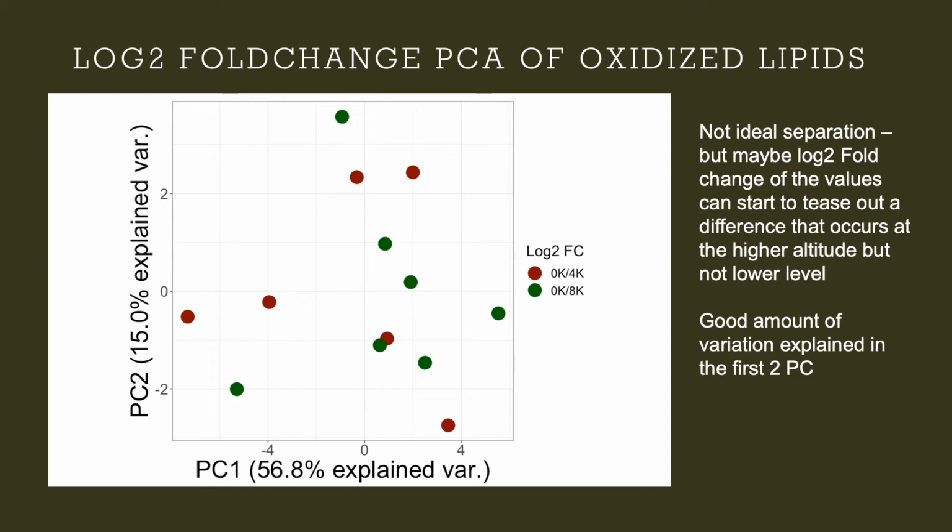So this one, again, isn't perfect, but we're starting to see some of those same trends where we have maybe this circle here of 0 to 8K points. And then we've got maybe a cluster over here of just the 0 to 4K. So potentially, getting some good information here of difference that we're seeing between going from 0 to 4 and then 0 to 8. And again, we're getting a good amount of variability in the first two principal components, which is good.